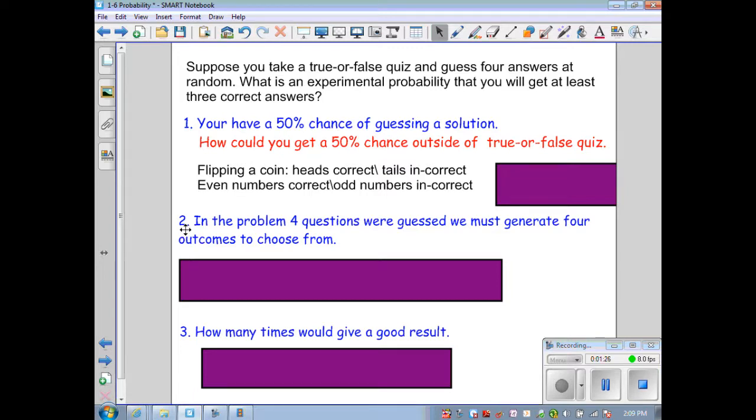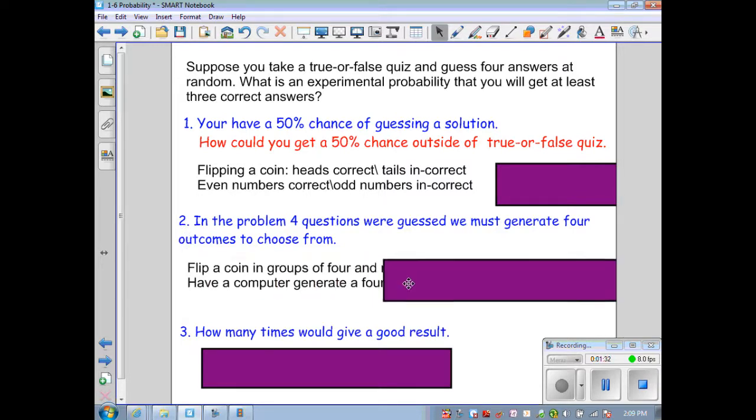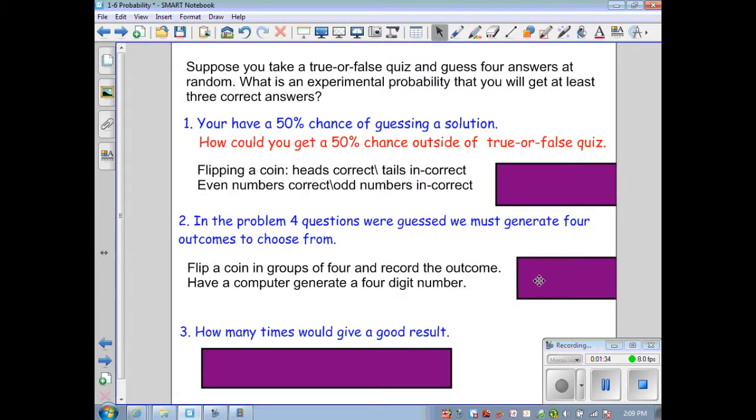Number 2, in the problem 4 questions were guessed. We must generate 4 outcomes to choose from. Well, how can we do that? We could flip a coin 4 times to generate a heads or a tails. For example, the previous one was heads, heads, heads, tails.